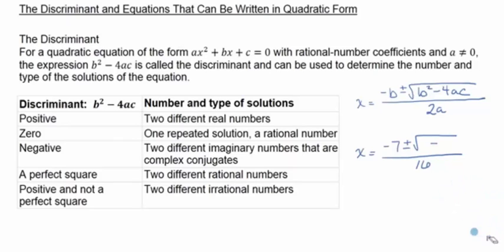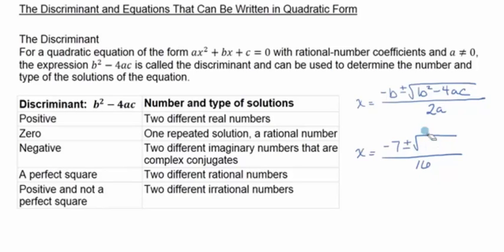The next case would be having a perfect square that's under here. So let's say something like a 25. That's a perfect square. So we can take the square root and be done with the square root altogether, but it's still going to be plus or minus 5. So we end up with two different solutions, and they're both rational.